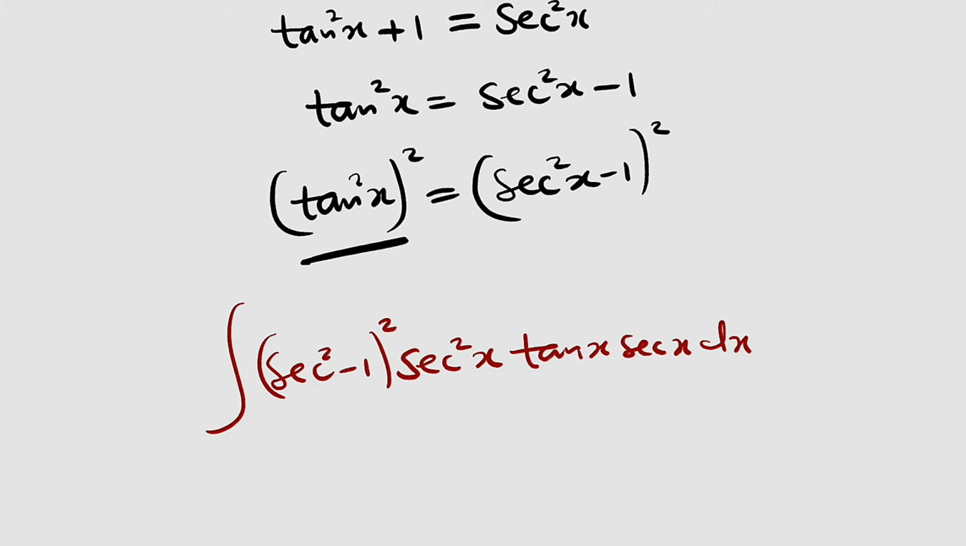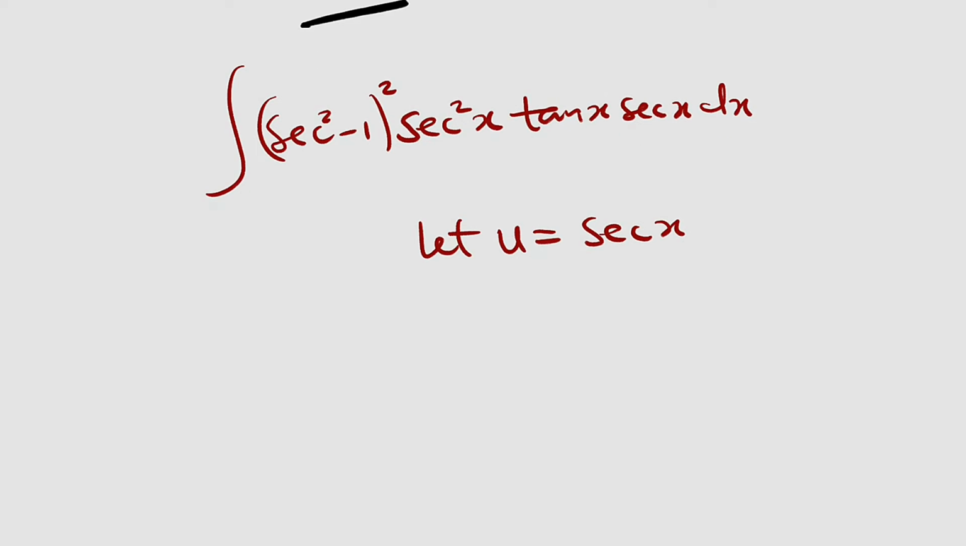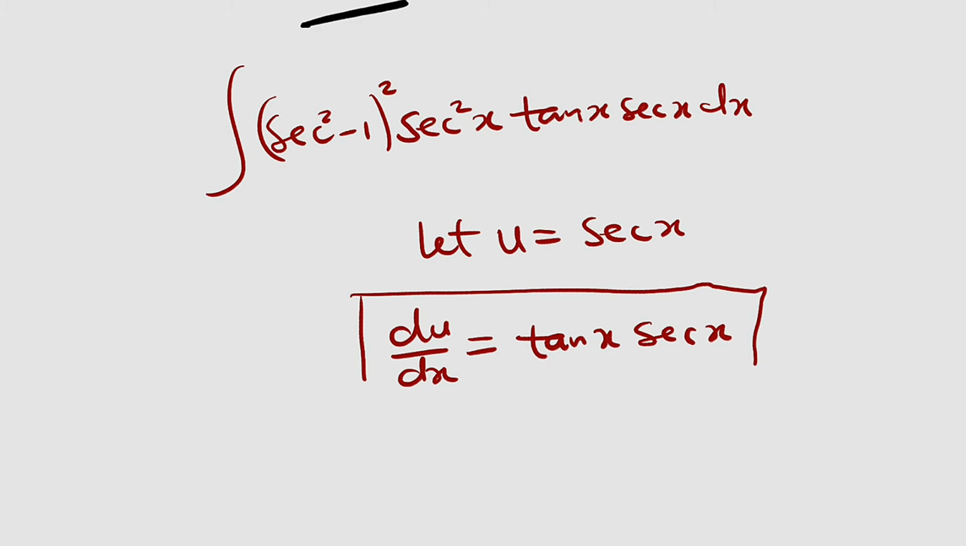So I want to start by using u substitution here. Let u equal secant x. If you find the derivative of this, du over dx will be equal to tan x secant x. But remember, I promised to show all details, so let me show you how this is possible.